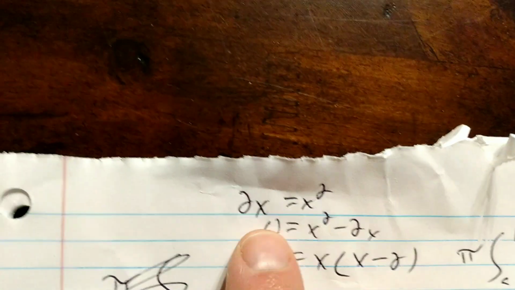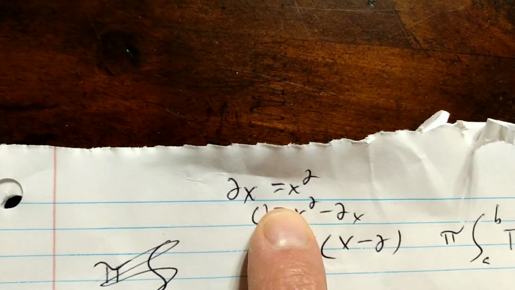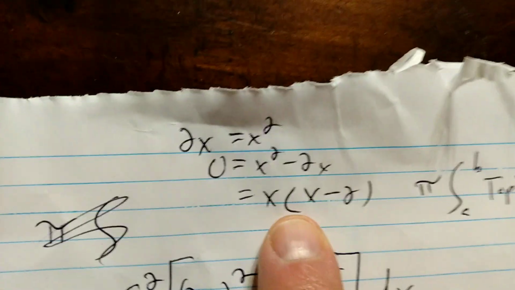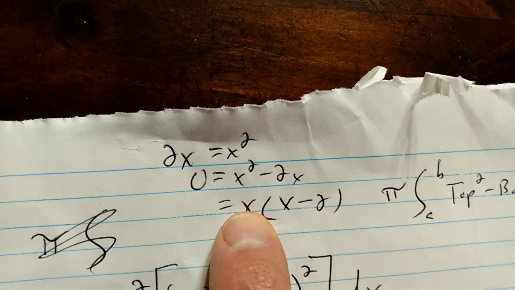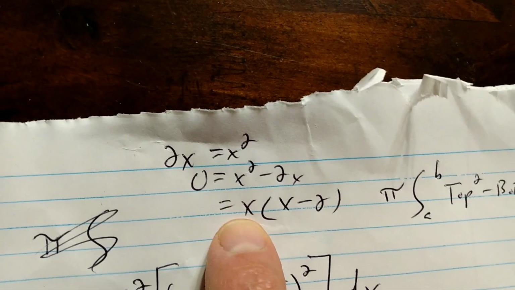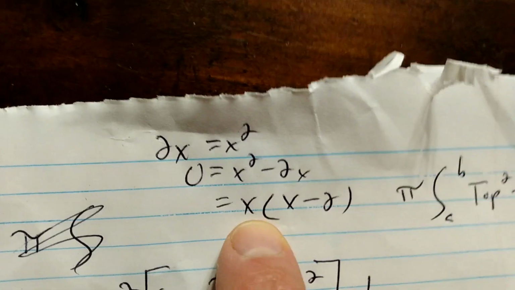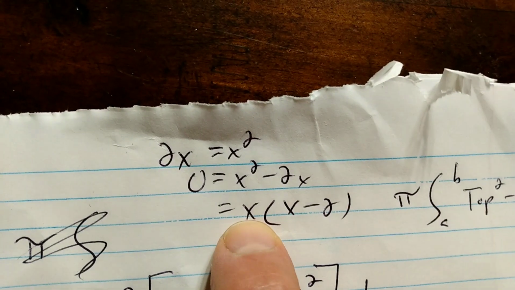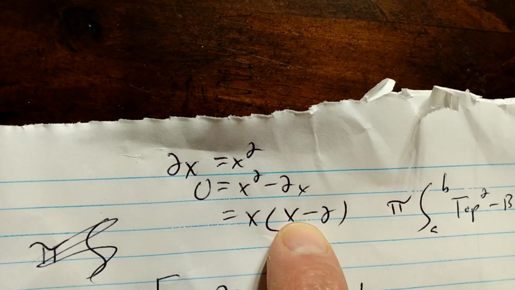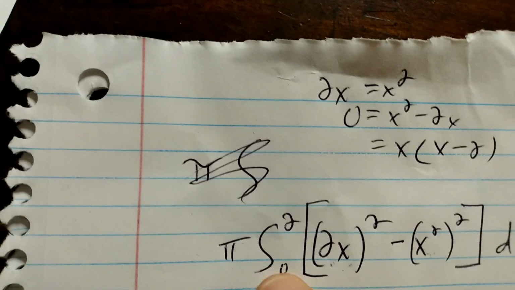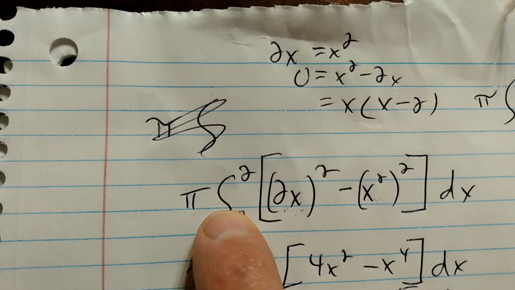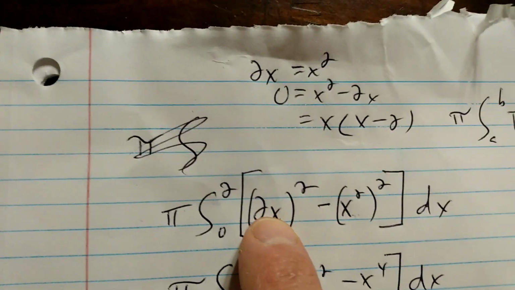All right, so you need what to integrate from. So I set these two equal to each other. Move everything to one side, factor, and set the factors to 0. So 0 makes this 0, and then 2 makes this 0. So I integrate from 0 to 2, pi. The top function is this one.